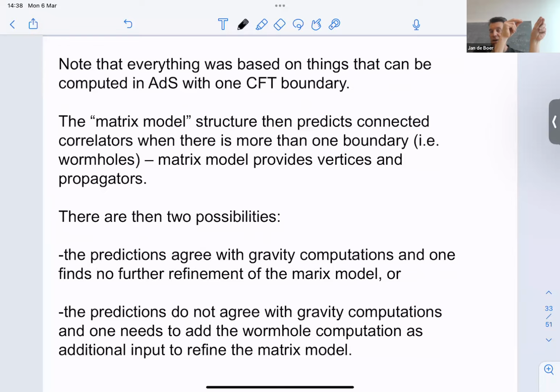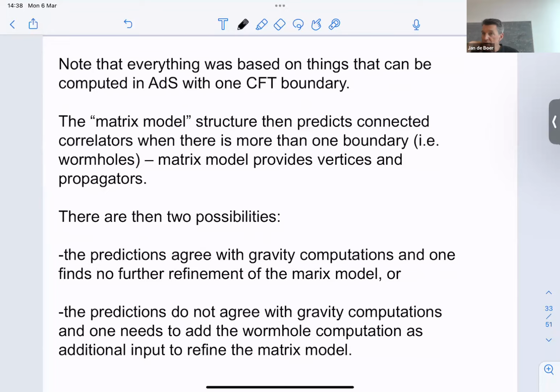So much more generally, I can do my standard one-sided AdS/CFT computations and build a statistical model. That statistical model has correlations in it that are due to your lack of knowledge of the UV of the theory. And that is encoded in the fact that this statistical description also has connected higher-point correlators. So you get wormhole predictions from one-sided computations. And then you can check whether the predictions agree with a gravitational computation.